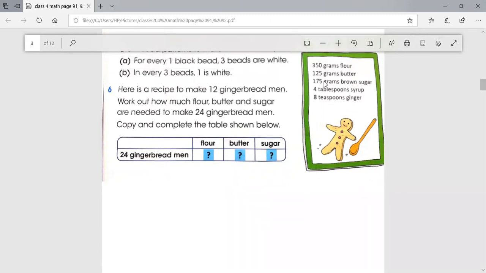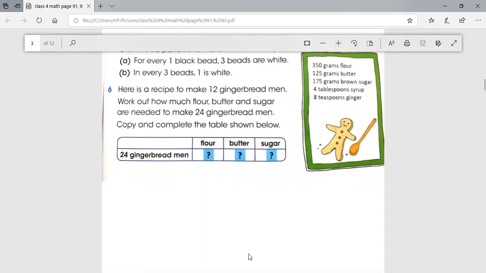Here is the recipe: 350 gram of flour, 225 gram of butter, 175 gram of brown sugar, 40 tablespoon syrup, and 8 teaspoon ginger. So the question is: for 24 gingerbread men, how much flour, how much butter, and how much sugar do we need? That is what they are asking.